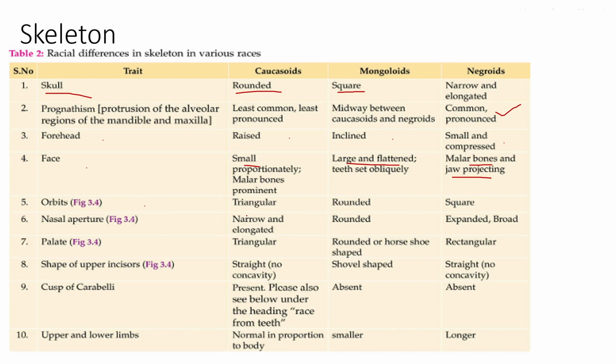The orbit mostly comes in the MCQs. This is triangular in Europeans, rounded in Mongoloids, and square in Negroids.